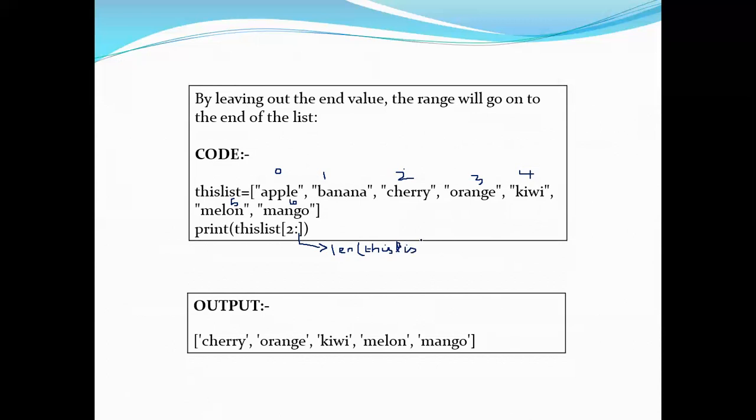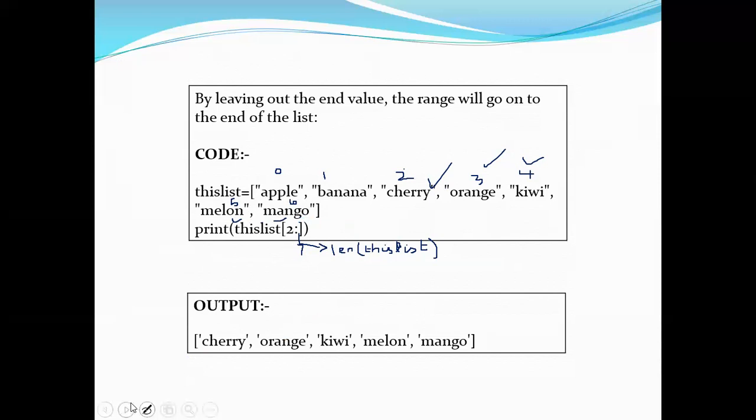So if you didn't specify the last index in the range, then the compiler will automatically substitute the last index as the length of this list. So it will be substituted as 7. So I'll get up to 6, all the elements. So I'll get cherry, orange, kiwi, melon, mango. I'll get everything printed up to the last element.